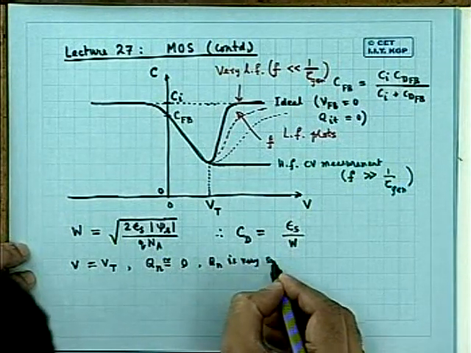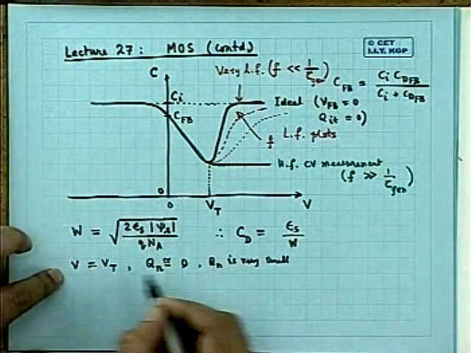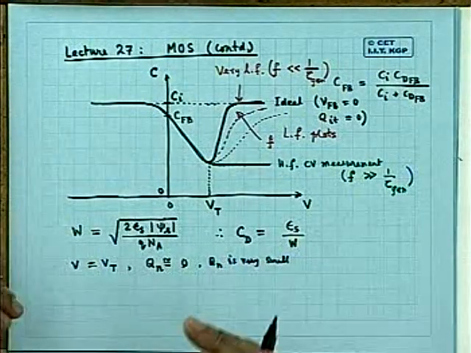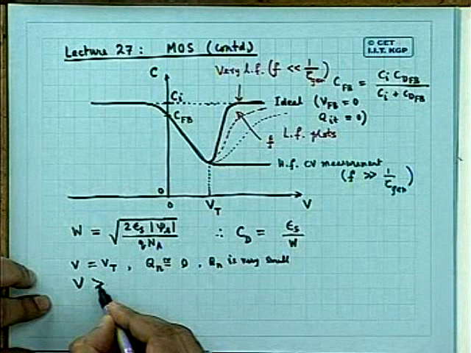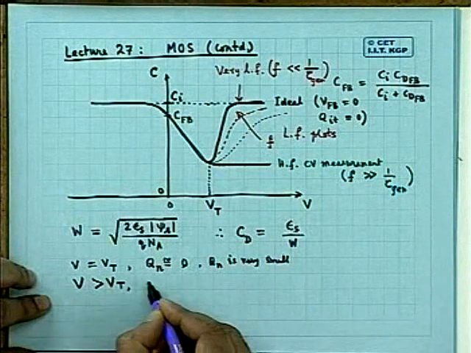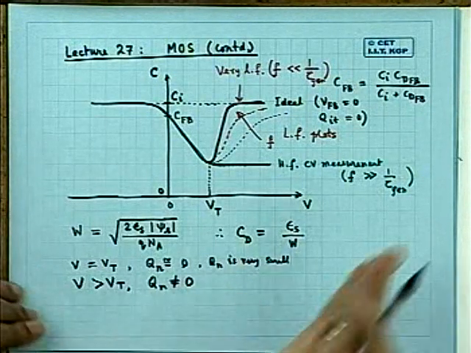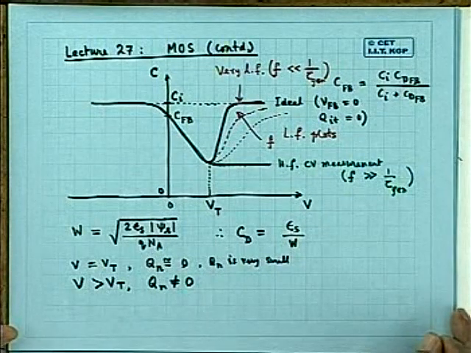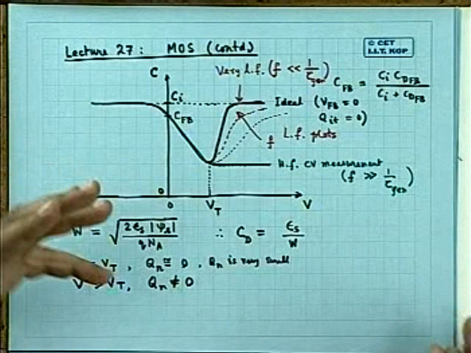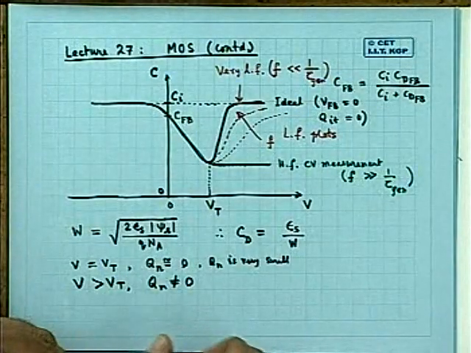But thereafter, as I exceed Vt, as I apply a voltage V which is more than Vt, then Qn definitely starts growing vigorously, exponentially. You remember that? The electron inversion charge density grows vigorously. Now what is going to happen?